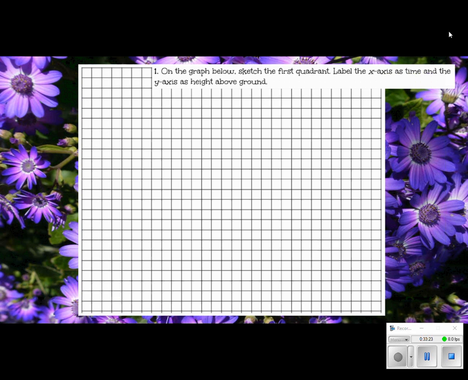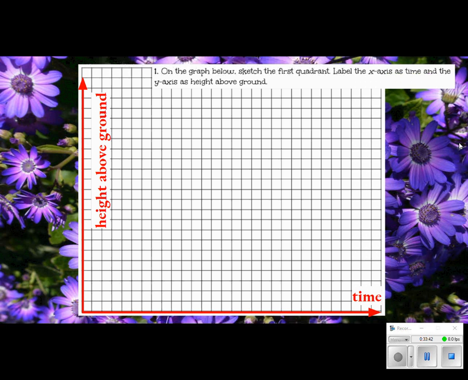All right, on the next page, you're going to sketch the first quadrant. Label the x-axis as time, the y-axis as height above the ground. I use this as a warm-up when we are in class because it's something that we are used to looking at. So there is my height above the ground. There's my time. That's what I want you to draw on this grid.